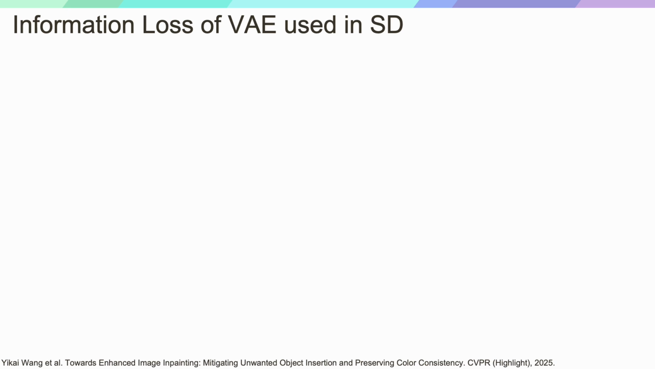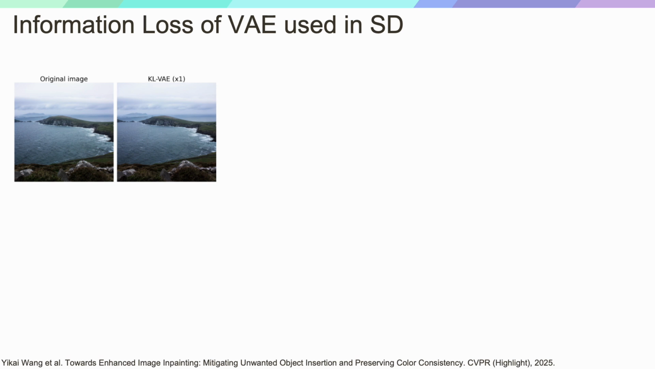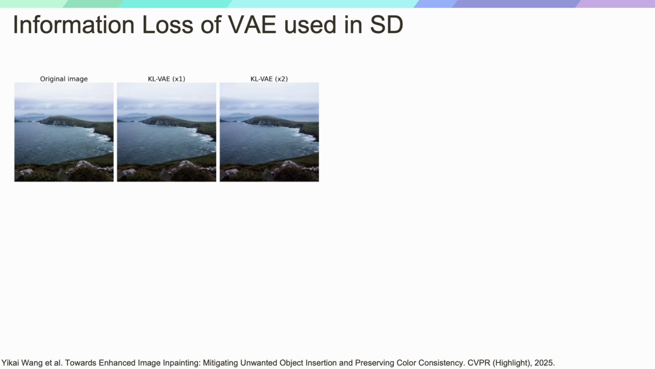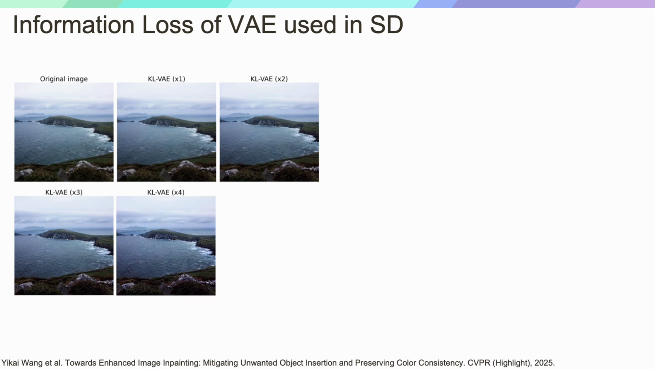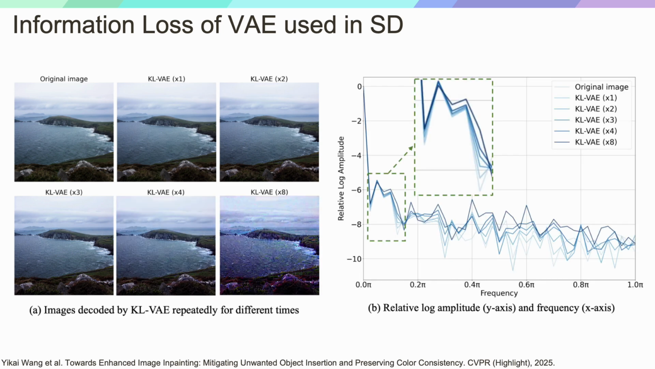The color shift is caused by the imperfections in the VAE. Here is the original image and its reconstructions. Even after one pass, there is a slight color shift. With repeated reconstructions, the shift becomes increasingly noticeable. In the frequency domain, we can see that the reconstruction already leads to information loss in the low frequency range.